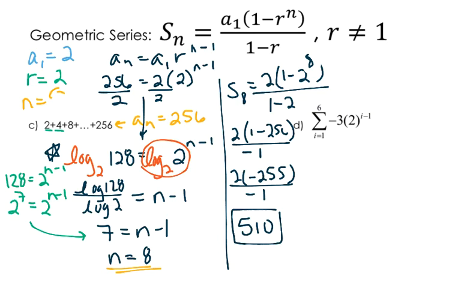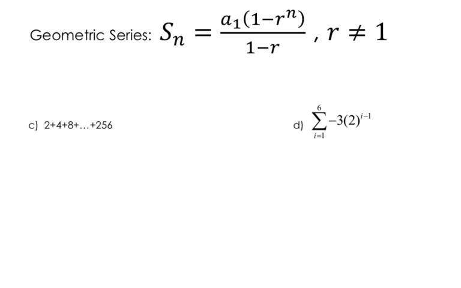Alright, let's try one more. Again, I'm just going to clear all this stuff off so that we have room to work. Again, I'm ignoring this problem here, I need all this room. Alright, so go through what you need. You need a sub 1. A sub 1 is right there. So a sub 1 is negative 3. I need r. R is right here. It's the number that is raised to the n minus 1. So r is 2.